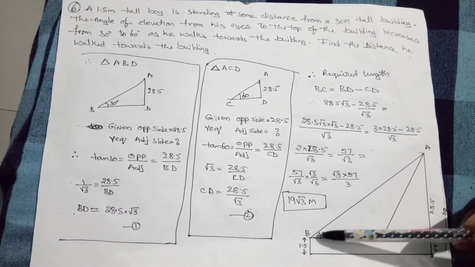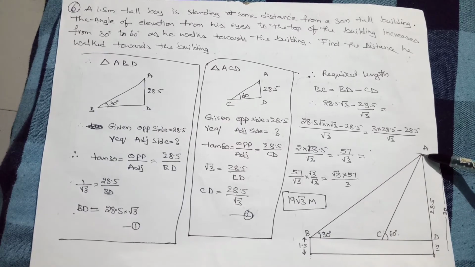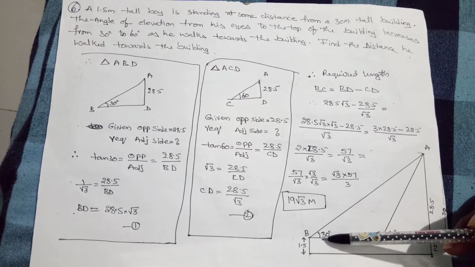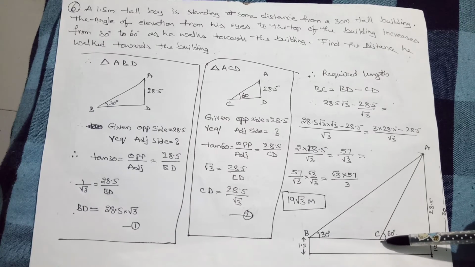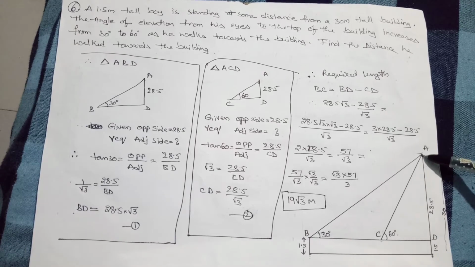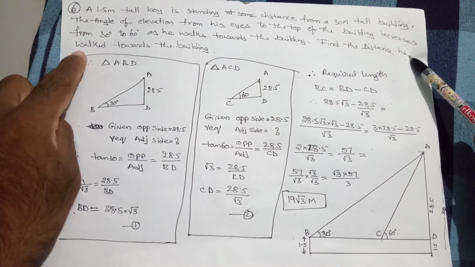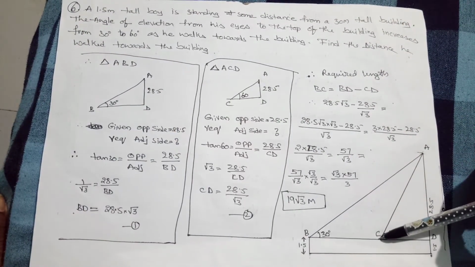So first the person is at B. He looked at the top of the building A, then made 30 degrees, and he is walking like this, and he came here and he stopped. Again he has seen the top of the building. Now the angle is 60 degrees. Now the question is, find the distance he walked towards the building. Now this distance from B to C is required.